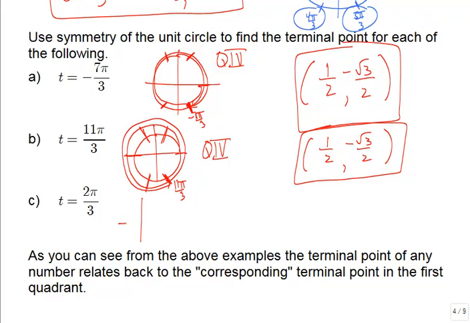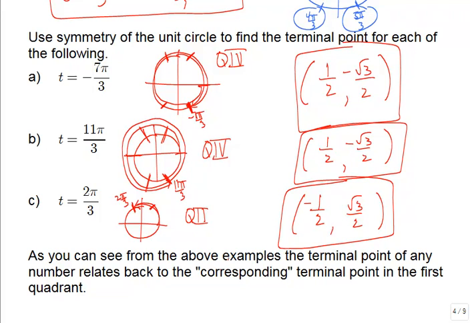Okay, the last one here is 2 pi over 3. So here's 1 pi over 3, and then this would be 2 pi over 3. So 2 pi over 3 would stop us right here, which makes us stop in quadrant 2. So our terminal point is 1/2 for the x, root 3 over 2 for the y, and in quadrant 2 the x is negative and the y is positive.